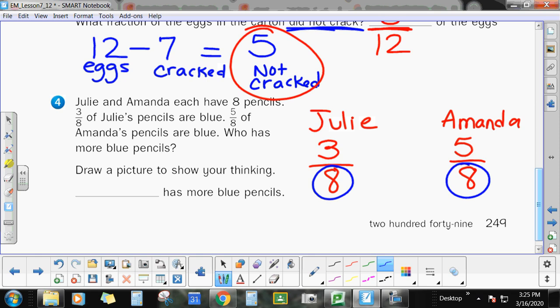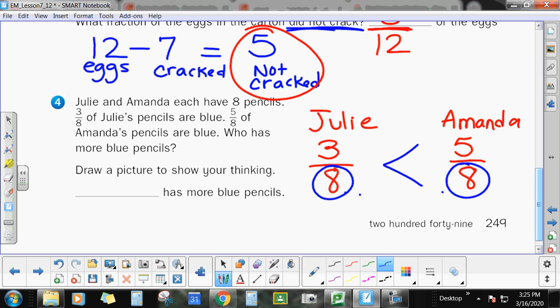If we're talking about pizza and Julie ate 3 out of the 8 slices and Amanda ate 5 out of the 8 slices, who ate more? Or if we're talking about 3 out of 8 and our pencils are blue and 5 out of 8 of the pencils are blue, who has more blue pencils? They both have 8. So 5 out of 8 is bigger.